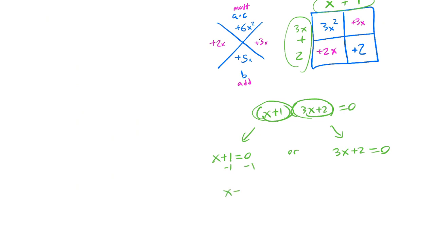So either x is negative 1, or 3x plus 2 is 0, so we get 3x is negative 2. Divide by 3, we get x is negative 2/3. Those are the only two possible answers.